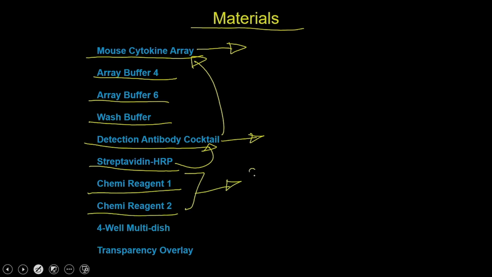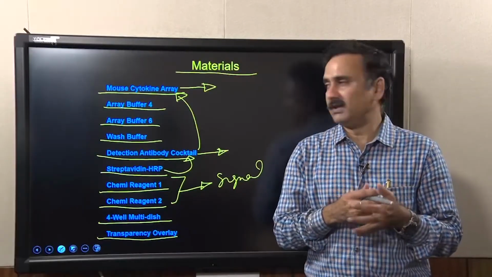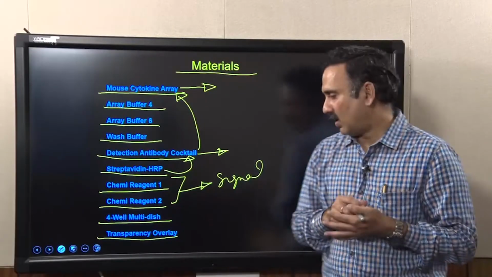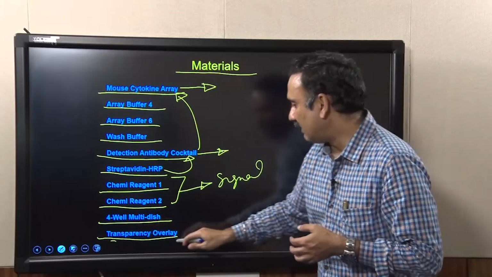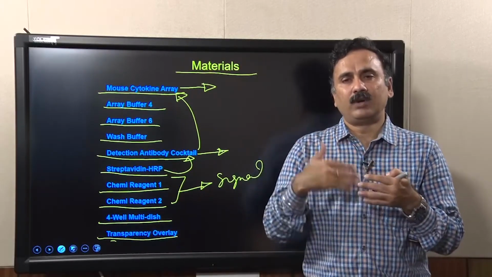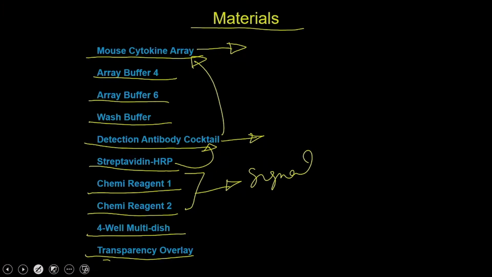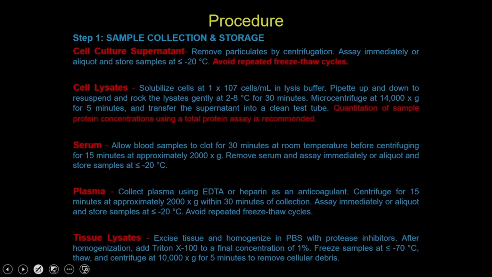So, this you require for generating the signal, and then you require the well or dish where you are going to do the incubations with the cytokine arrays. You also require a cover so that you protect against evaporation and other things. Then, how to reconstitute the different types of reagents.